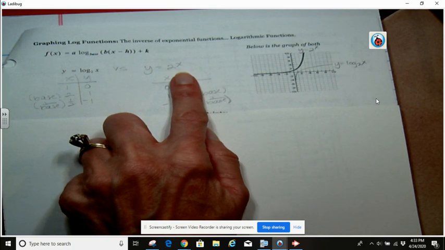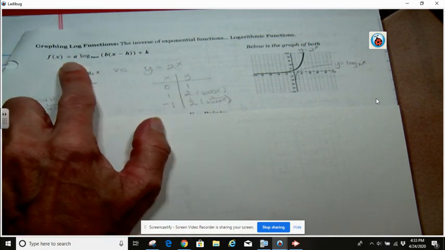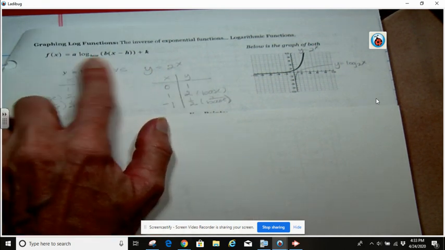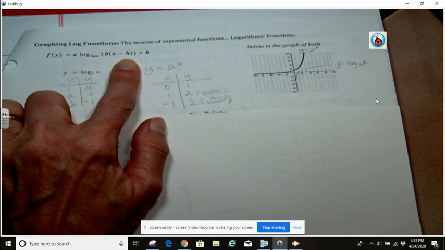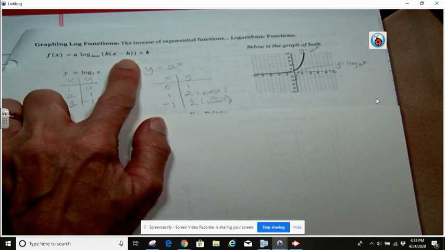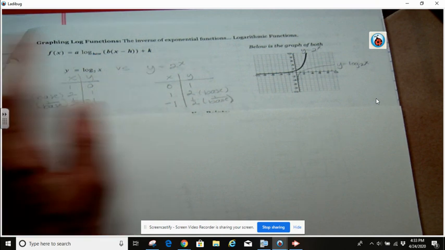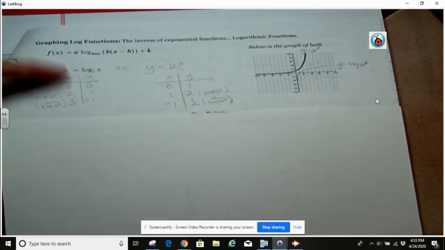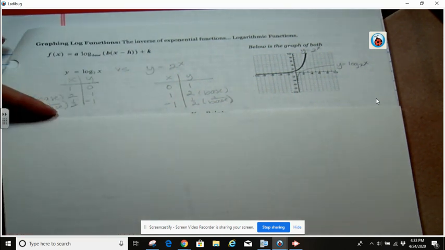So, some general information about graphing logarithms. This is all the transformations that we just looked at. A is a reflection over the x-axis, B is a reflection over the y-axis, H moves the graph right or left, and K up or down.